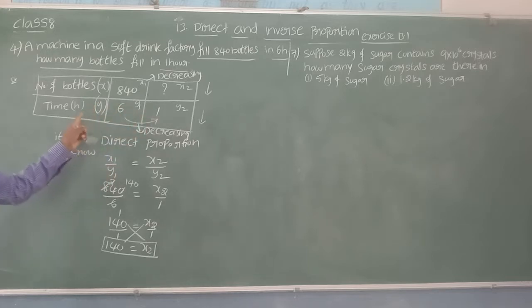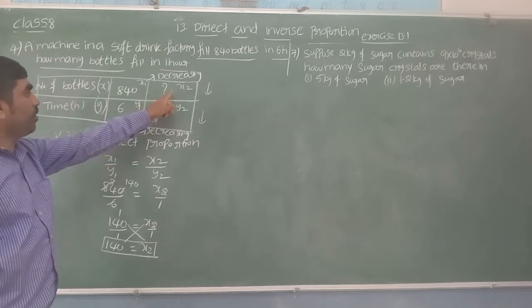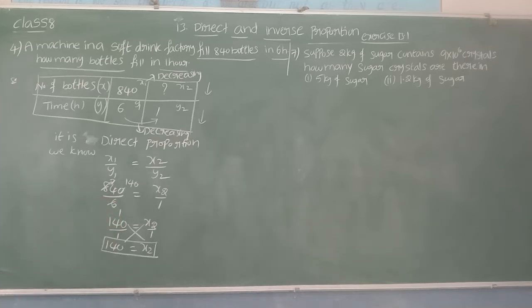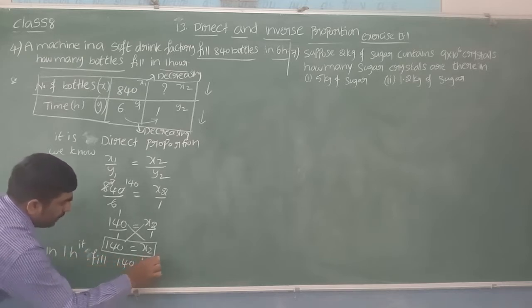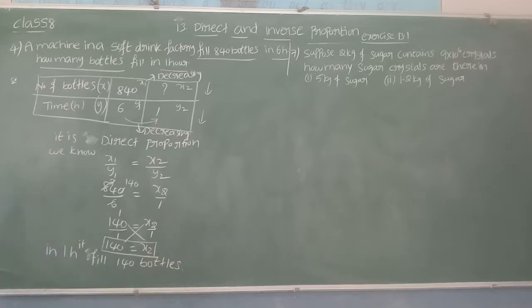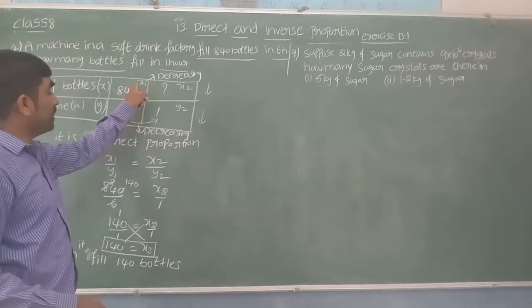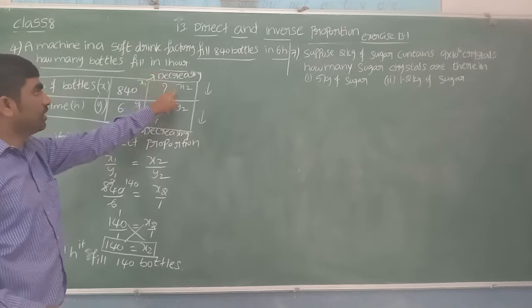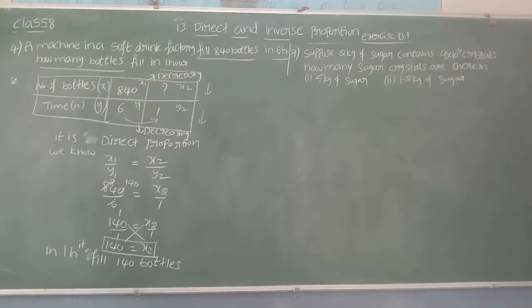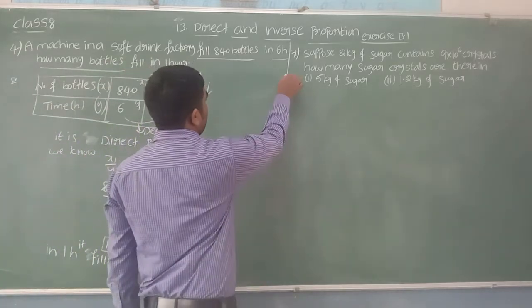So what is the conclusion? In 1 hour's time, they can fill how many bottles? 140 bottles. In 1 hour it fills 140 bottles. See here, 6 hours 840, 1 hour 140, decreasing. Like that you can find the unknown values where the quantities are in direct proportion. Now we have one more.